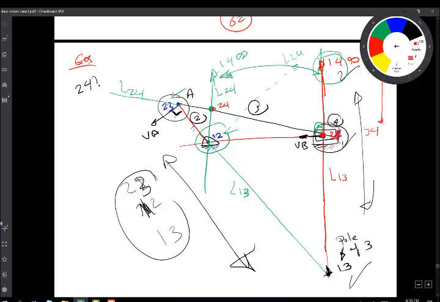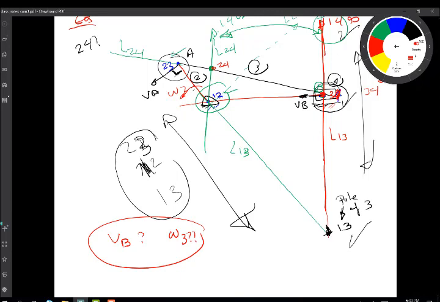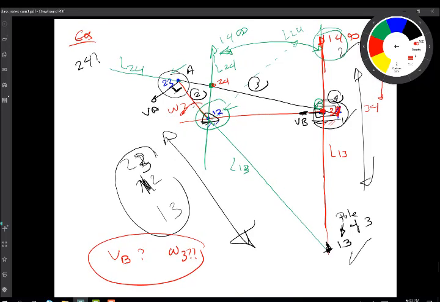If you are given the velocity of 2, like omega 2 is given, and you need to find your unknowns. Your unknowns are the velocity of the slider B, and another unknown is omega 3. You need to find these values. This is when you conduct velocity analysis. And this is just a graphical way of doing velocity analysis.